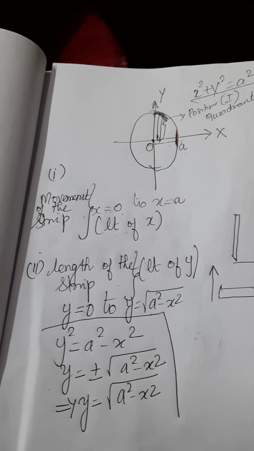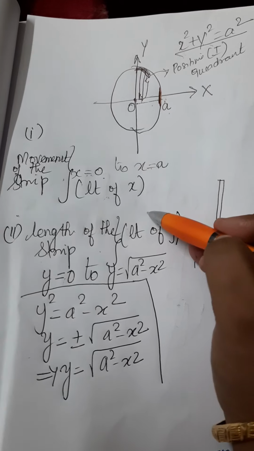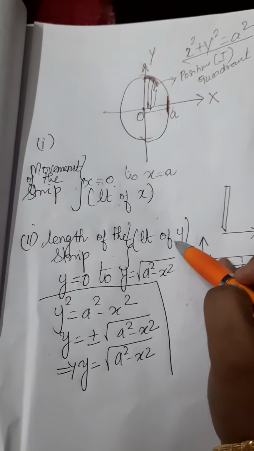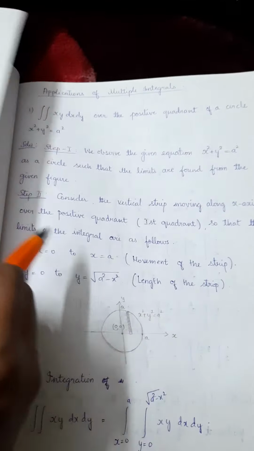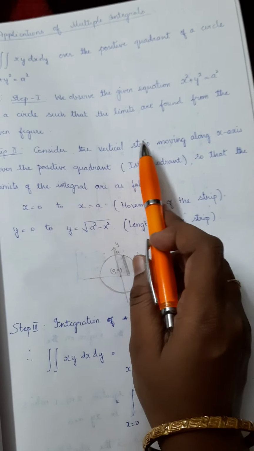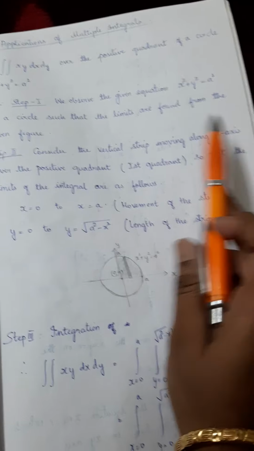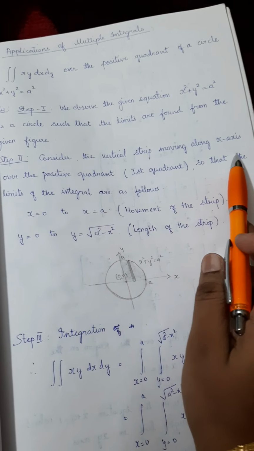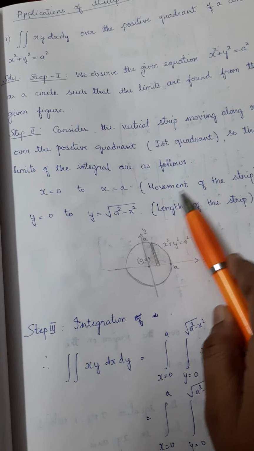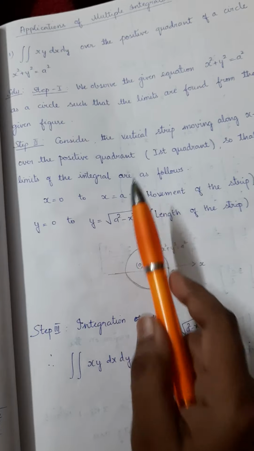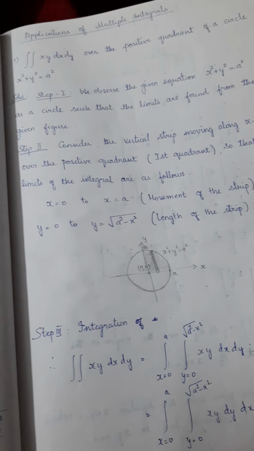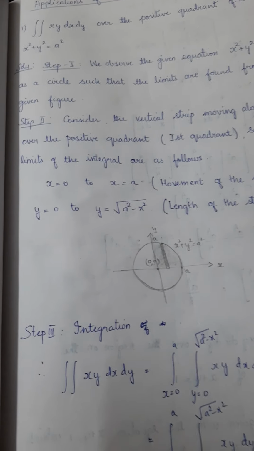Fine. Hence, we got both the limits. We got the limit of x and we got the limit of y. This is how we have to get the limits. This is the explanation of your step 2. Consider the vertical strip moving along the x-axis over a positive quadrant such that the limits of the integral are as follows. Movement of the strip is x is equal to 0 to a. Length of the strip is y is equal to 0 to y is equal to root of a square minus x square. Hope you can follow the step 2.